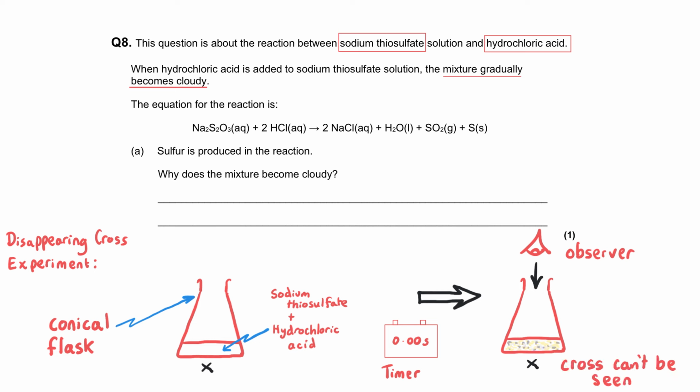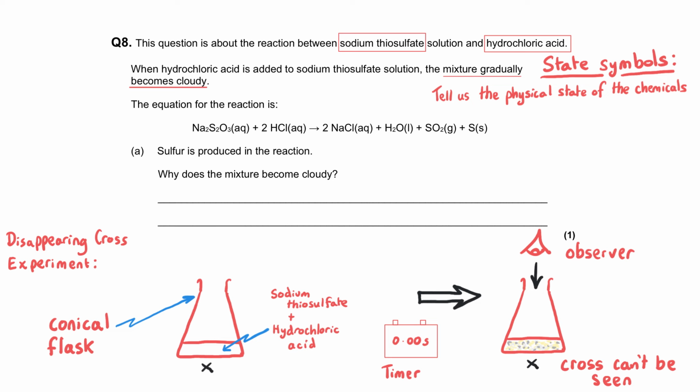The equation for the reaction is shown here. We've got sodium thiosulfate on the left-hand side reacting with hydrochloric acid, making sodium chloride, water, sulfur dioxide, and sulfur. And we've been given the state symbols for each of them. Sulfur is produced in the reaction. Why does this mixture become cloudy?